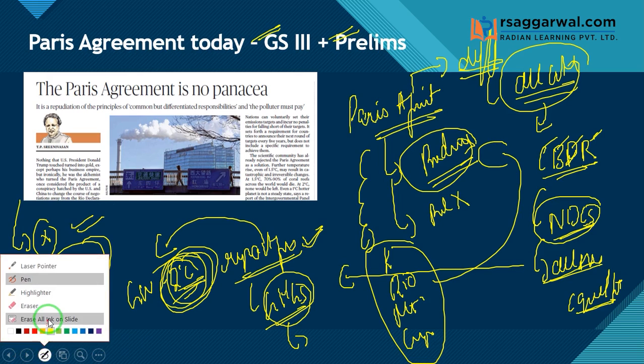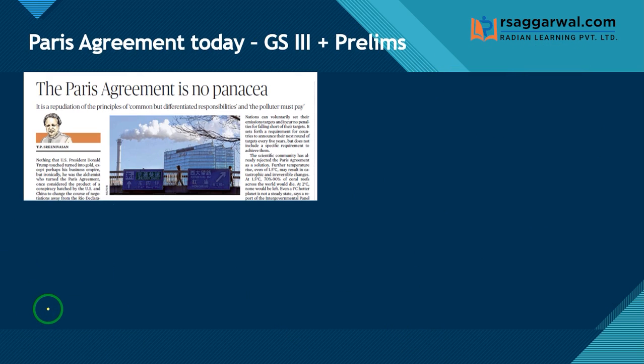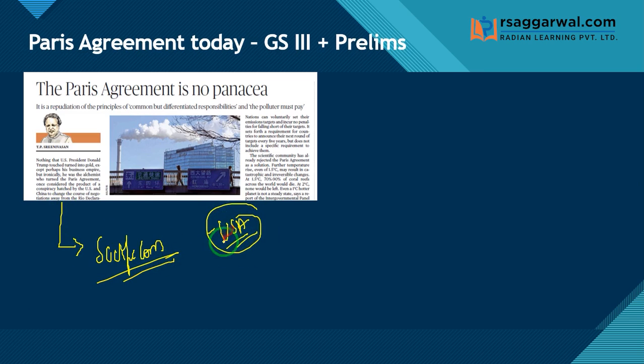Now, a lot of people said, okay, this is cool, this is good, providing us some kind of freedom and leeway. But the scientific community and a lot of countries, including the US under Donald Trump previously, said that this is not enough, because firstly it is not providing targets, and secondly it is a little bit partial towards the developing countries.